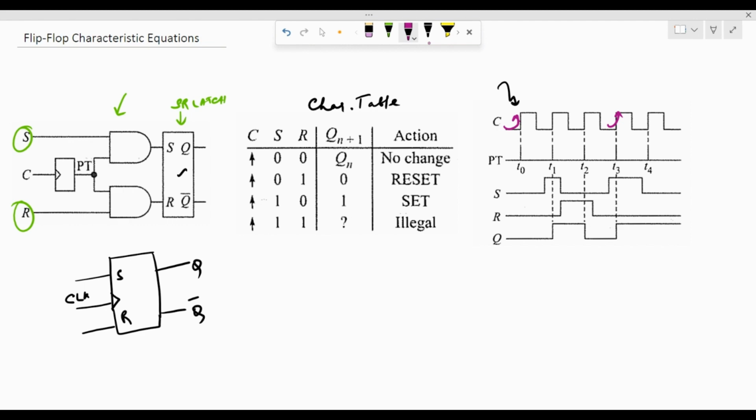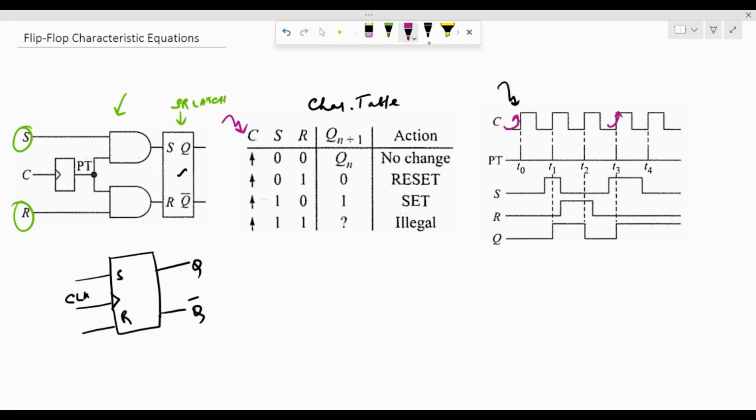Looking at the characteristic table of the SR flip-flop, it is very similar to the SR latch, practically no difference, only that instead of enable, we have the clock. For every rising edge of the clock, we'll observe the changes at the output. So here we have no change for 0 0, 0 for 0 1, 1 for 1 0, and 1 1 is illegal because it leads to an indeterminate state at the output of the flip-flop.